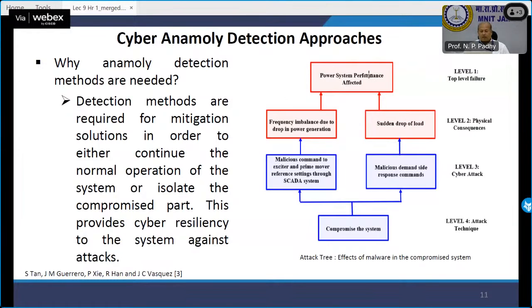Then malicious command to exciter and prime movers reference setting through the SCADA system means it is not about signals now, it has gone into the system. So first of all, you are feeling very uneasy. That is level 1. Then you say BP picks up. Am I right? That is level 2. And then third, you see the other parts actually started malfunctioning. Then malicious demand side response command. Someone is saying you switch off all your lights, or all the smart meters are instructed to be disconnected.